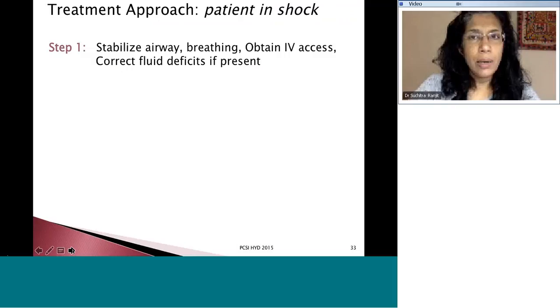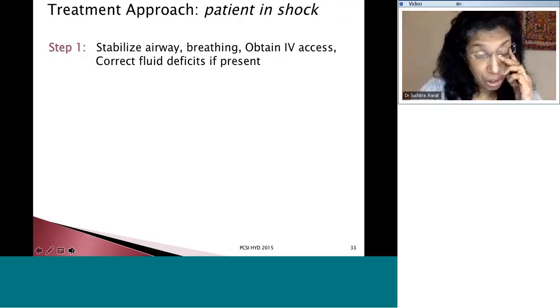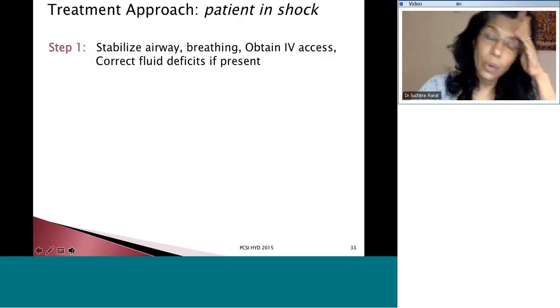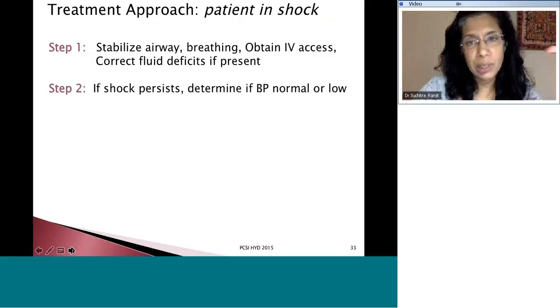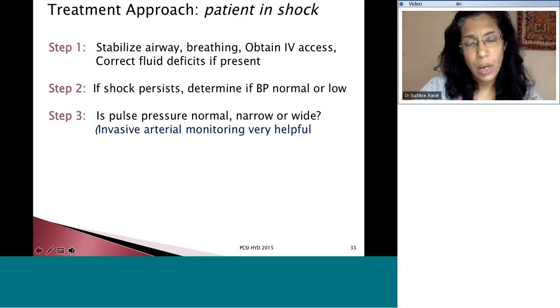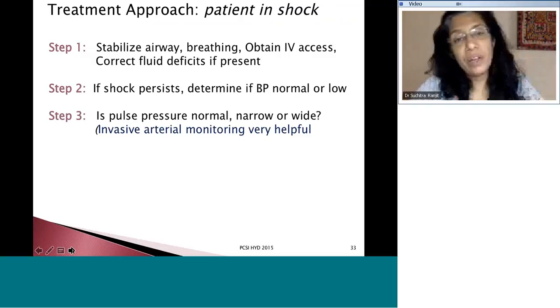So step one in all patients with shock, regardless of the cause, would be to stabilize airway and breathing, obtain IV access, give fluid deficits if present. If you think of septic shock, give early antibiotics in the first few minutes of recognition, and get culture samples. If shock persists, determine if blood pressure is normal or low, right? So that is very, very important. Is the blood pressure, the mean blood pressure, systolic, diastolic, is it normal or low? And then determine if your pulse pressure is normal or wide. For accurate information, invasive arterial monitoring is helpful.